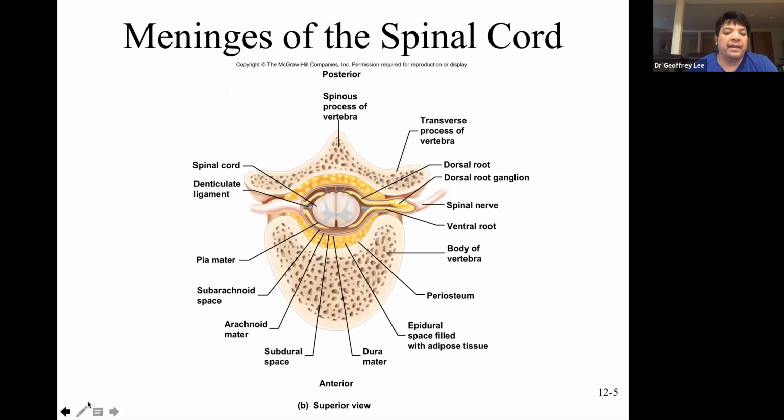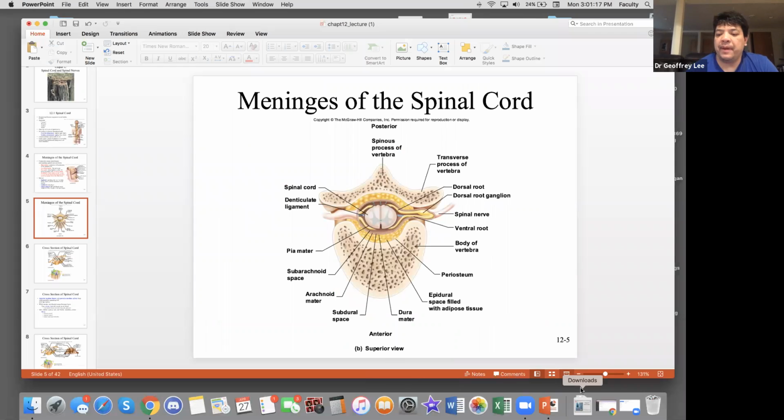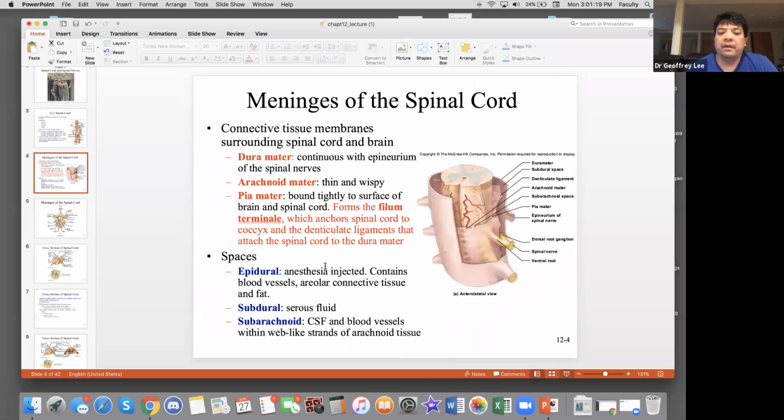So let me just get back there so I can show you this subarachnoid space. I just want to highlight this. This subarachnoid space, I want you to know what it is. Very important. And the epidural space as well. Let me just add these.